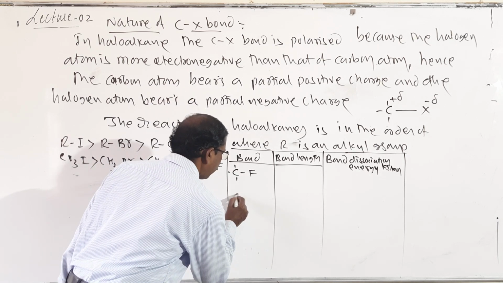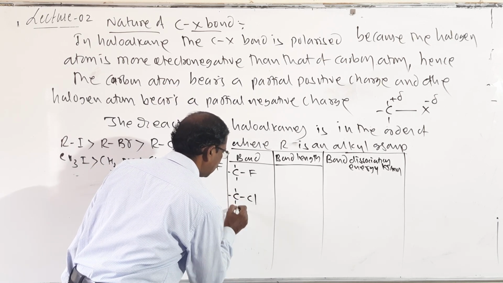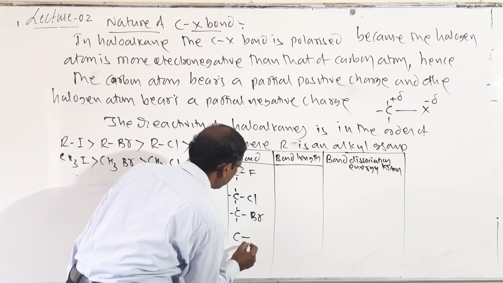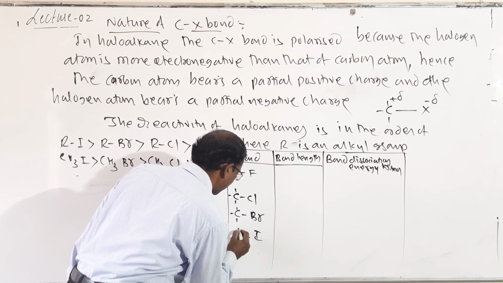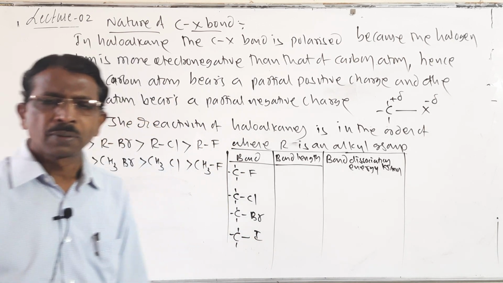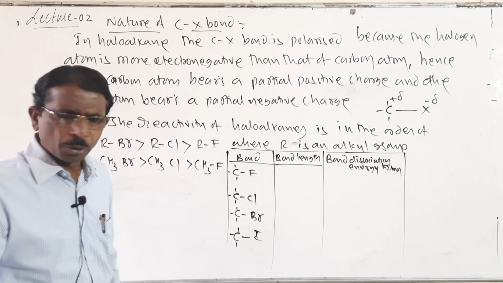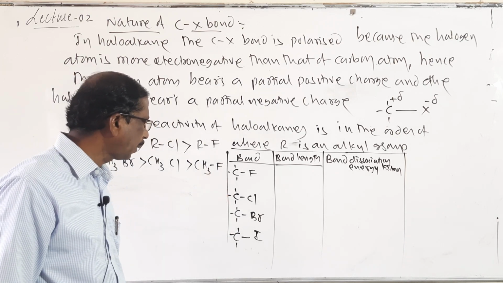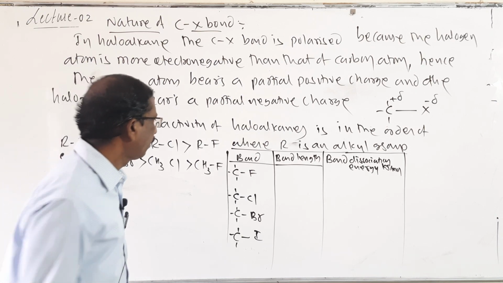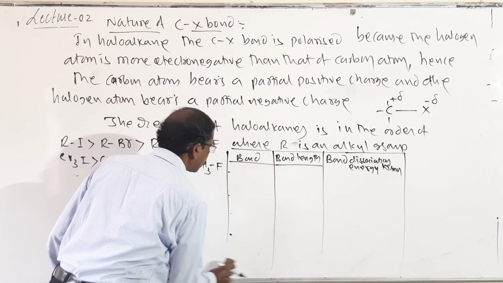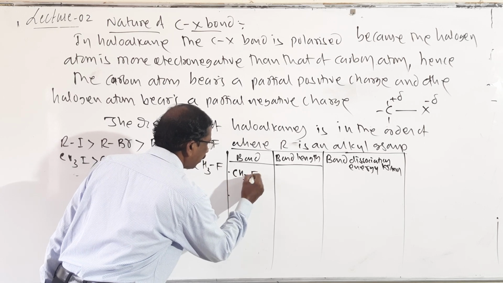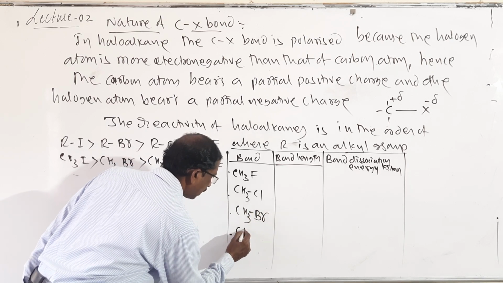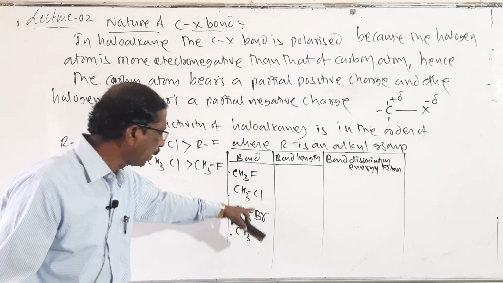Look here, C-F, then C-Cl, then C-Br, and then C-I: fluorine, chlorine, bromine, and then iodine. Or you may directly write the examples, that is methyl fluoride, methyl chloride, methyl bromide, or methyl iodide. Even you may write the examples directly if you are confused: CH3F, CH3Cl, CH3Br, CH3I. Look here: fluorine, chlorine, bromine, iodine.